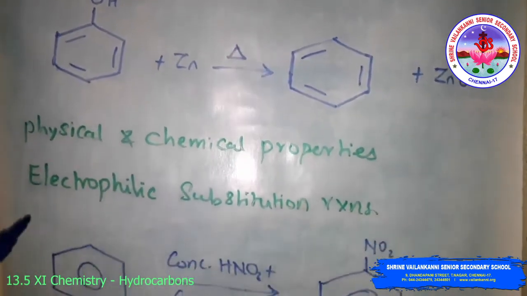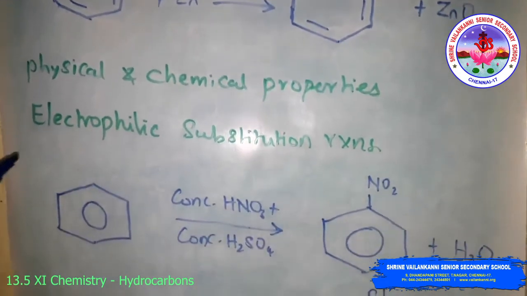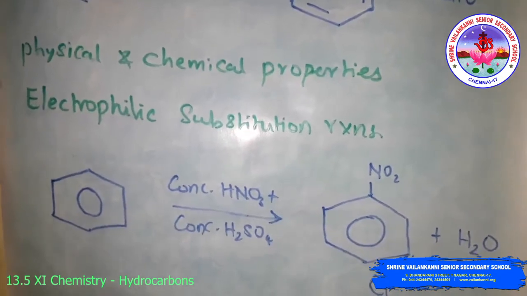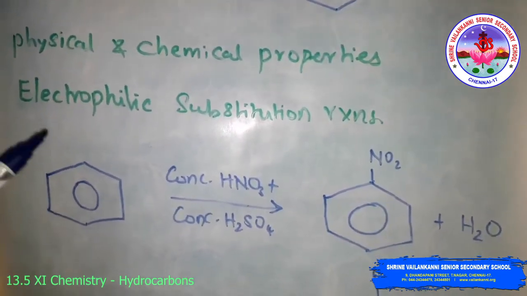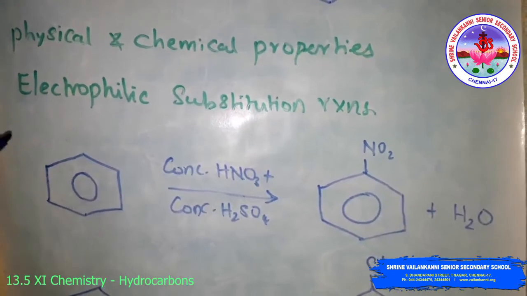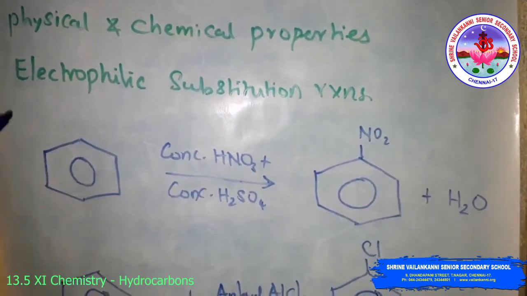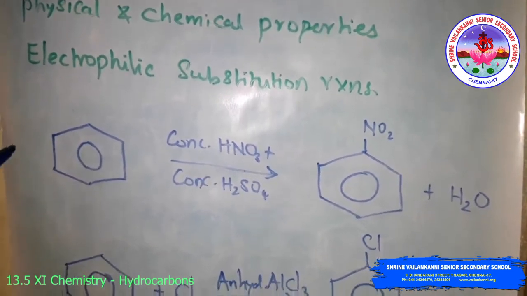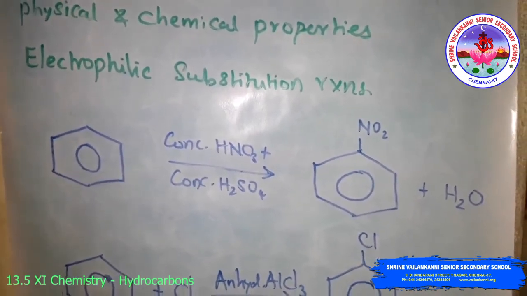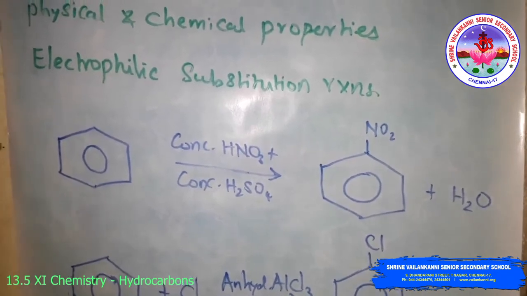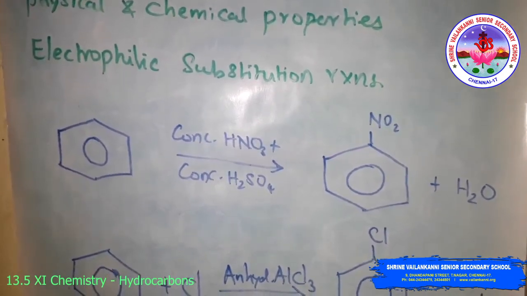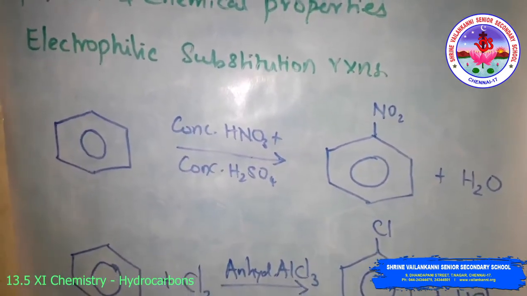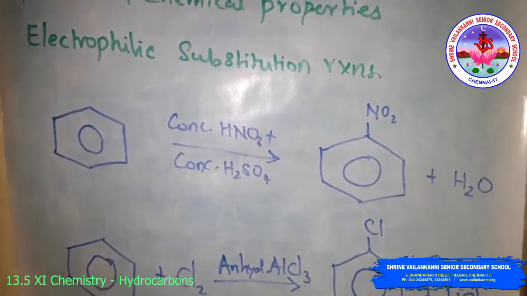The physical properties: the aromatic hydrocarbons are usually non-polar in nature. Usually they are colorless liquids or solids with a characteristic smell. And already you are familiar with naphthalene balls, which are used in toilets and for preservation of clothes because of the unique smell of the compound and its repellent property. The aromatic hydrocarbons are immiscible with water but readily miscible with organic solvents. Then they burn with a sooty flame also.